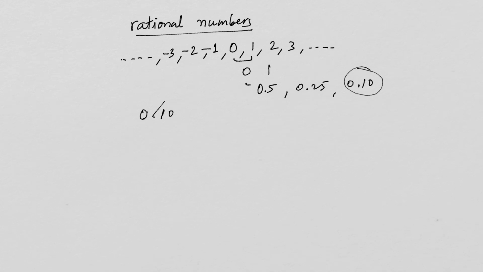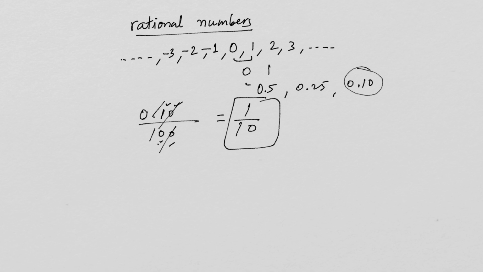So cancelling the decimal will give 2 zeros in the denominator. After the decimal, whatever digits are there, we put the same number of zeros. So this 0 and this 0 will be cancelled. So it is 1 by 10.